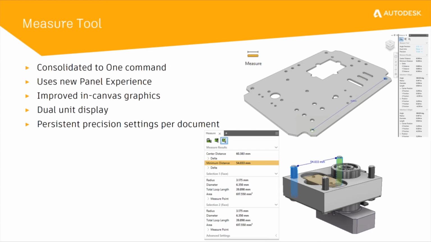You can also copy a single value out of the measure panel, or all of those, and paste them in other operations as you see fit. Any of the precision or dual unit settings you do in a particular document are persistent between Inventor sessions as well.